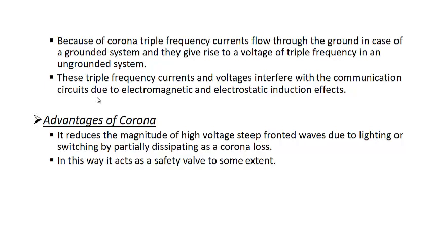There is also one advantage of corona. It reduces the magnitude of high voltage steep fronted waves due to lightning or switching, by partially dissipating the energy as coronal loss, because lightning is a high energy surge, and there may be voltage or current surges because of switching. If we have steep voltage or current waves, their energy may be lost as coronal loss, and it may act as a safety valve in that case to some extent.